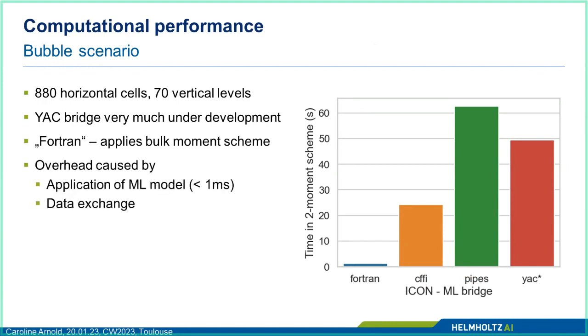And you see here that currently the embedded Python solution seems to run faster, but I have to say that the YAC bridge is very much under development. I finished this Tuesday morning, so I guess there's still a lot of room for improvement here, and I'll be in touch certainly with the colleagues at DKZ about this. The overhead, so why does it take more time now when we use embedded Python or YAC compared to Fortran? Of course, we have to now apply the machine learning model, so that in itself takes more time. And we have to somehow transfer the data between the Fortran and the Python processes.